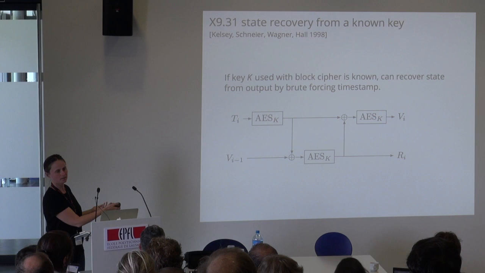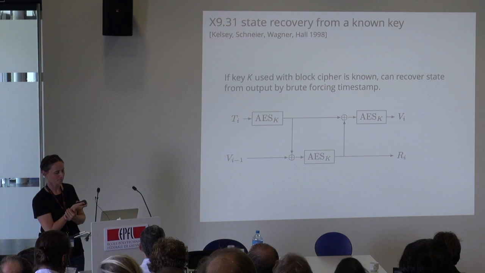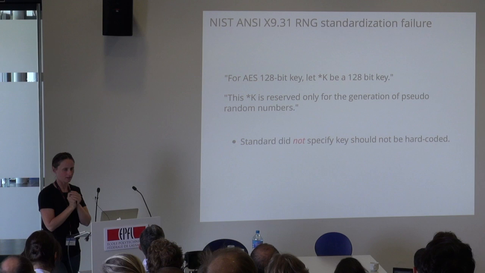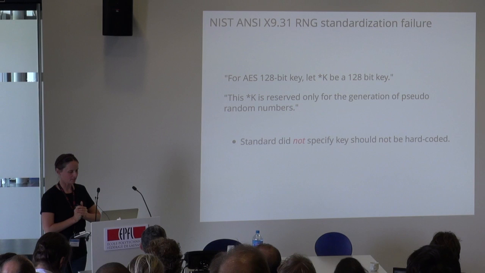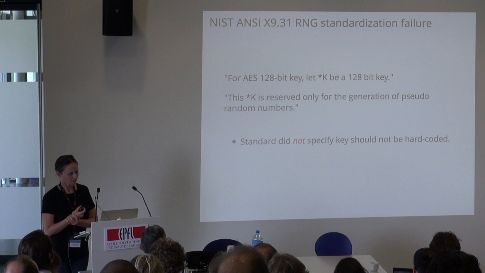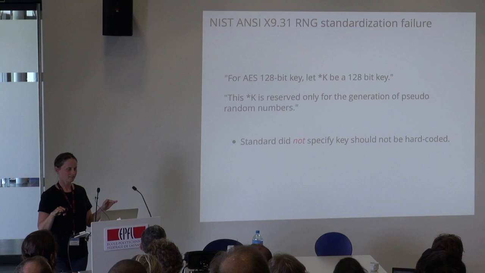So, okay. What did the NIST description of this algorithm for AES look like? What did it say about this key K, which is vital to this being a secure pseudorandom number generator design? What they said about this key K is: for AES, 128-bit key, let *K be a 128-bit key. And this *K is reserved only for the generation of pseudorandom numbers. They did not say, please don't hard code this key. They did not say this key should be generated in a cryptographically secure manner.